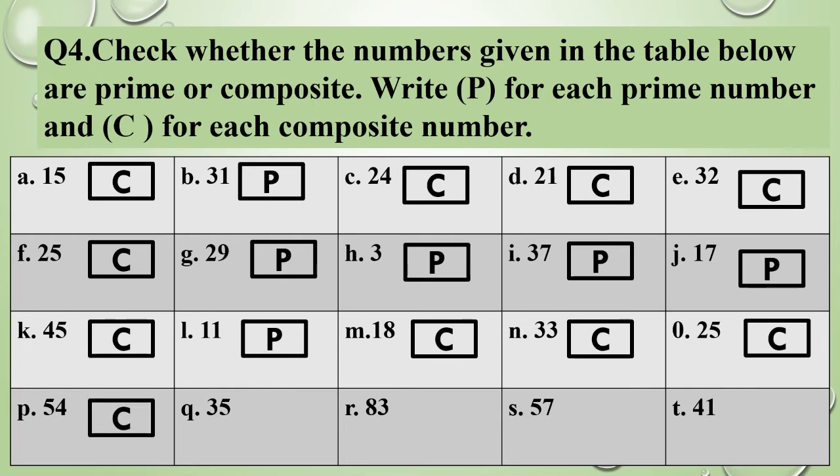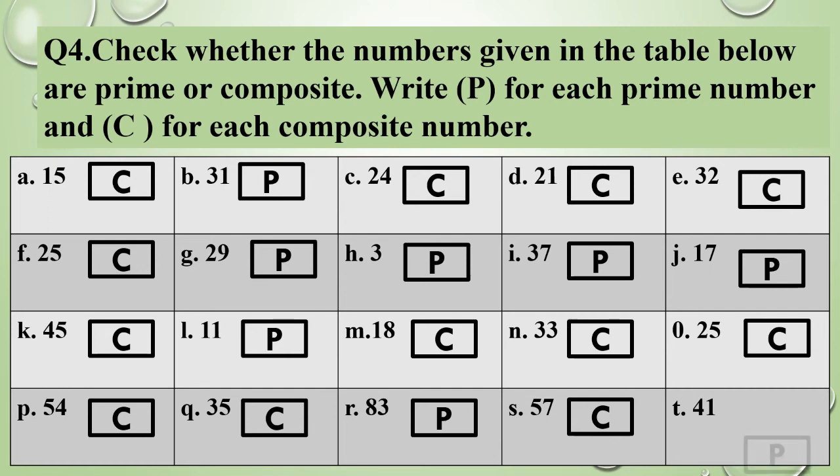Then 54. 54 is again a composite number because it has more than two factors. Then 35. It also has more than two factors. It is a composite number. Then number 83. 83 is a prime number because it has just two factors, 1 and 83. Then 57 is a composite number because it is also divisible by 3. It has more than 2 factors. Then number 41 is a prime number because it has just 2 factors, 1 and 41.